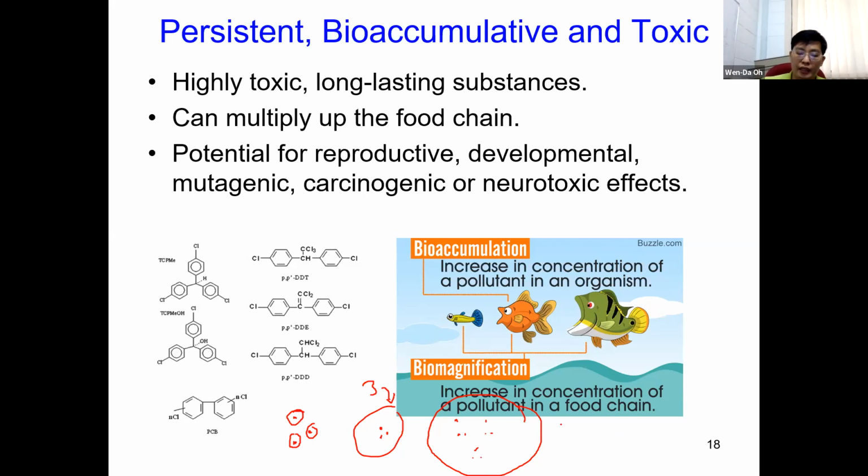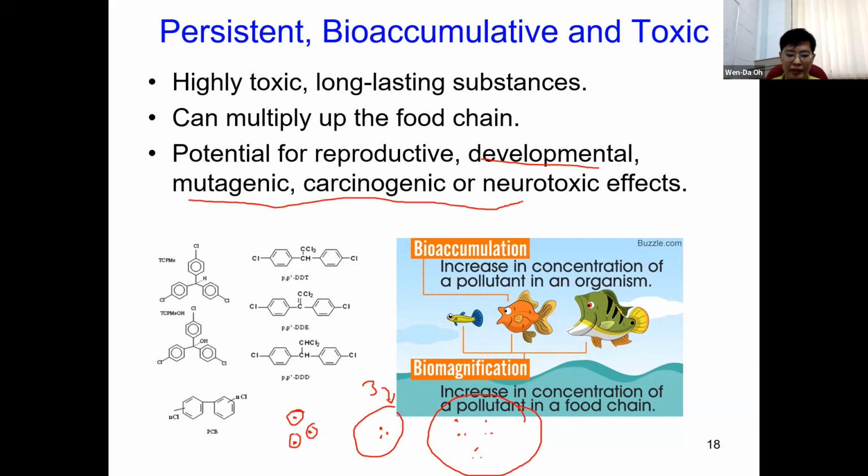You can cause the higher end of the food chain to have more of this pollutant in their body, and in the end they will have reproductive, developmental, mutagenic, carcinogenic, and neurotoxic effects. It can be a very serious problem, because humans generally are at the end of the food chain. So if the lower end of the food chain is contaminated, eventually it will move up to the human, and then it will cause issues to our health.